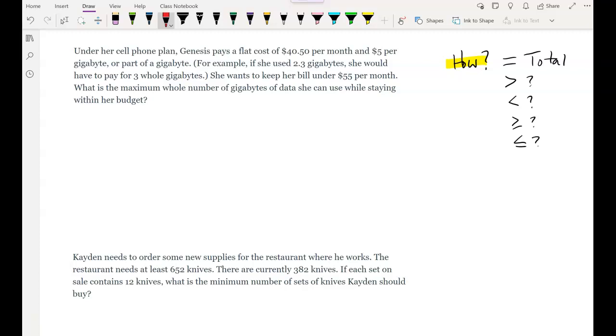So, let's take a look at what we've got going on here. We have to answer the question. What's the question? What is the maximum number of whole gigabytes that she can use to stay within her budget? Let's take a look at some numbers. $40.50 is the amount that she pays per month. That's a flat cost. She's going to pay that no matter what. And then it's $5 per gigabyte.